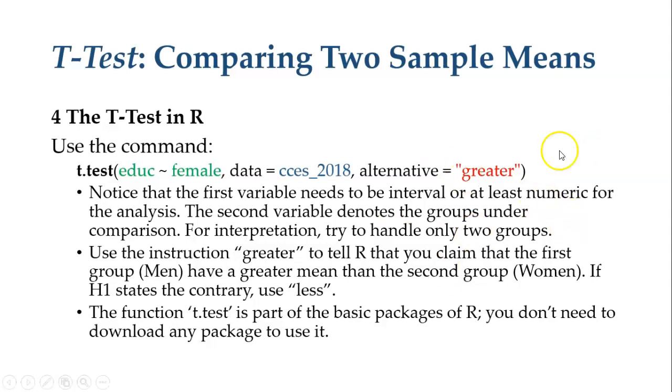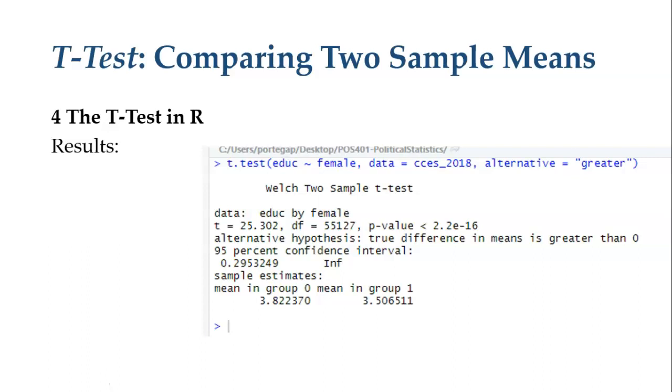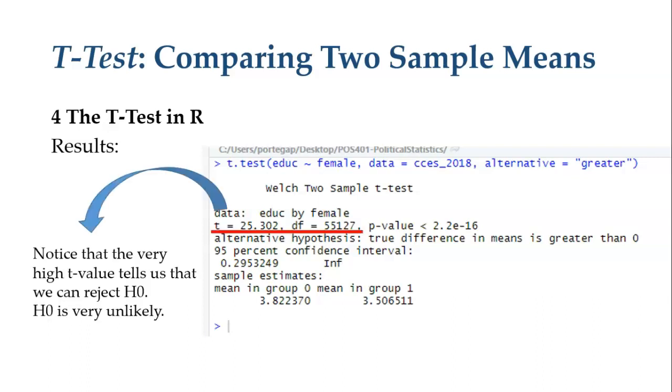Okay, the final part that I want to highlight is that the t-test function is part of R, so you don't need to download any package to estimate it. Okay, so we conduct the test and we find these results. So how can we interpret these results? The first thing that I want to highlight here is the t-value. The t-value, as you can see here, is very, very high.